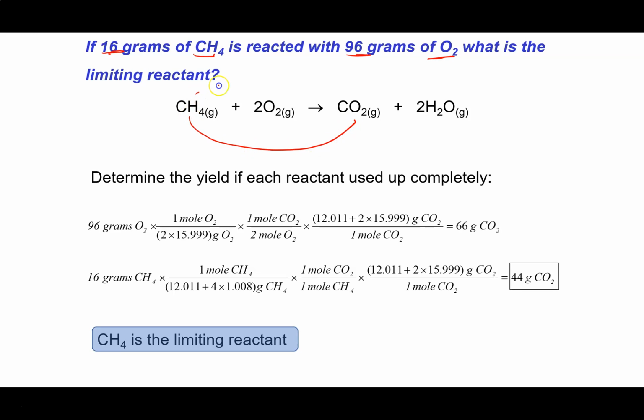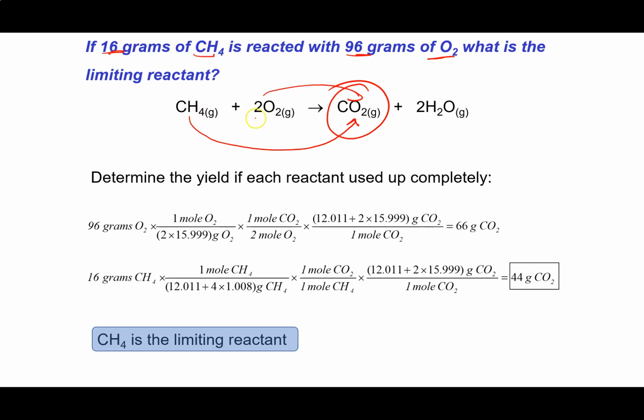So I've got to do the same thing. Imagine what happens if all of this gets turned into products. Now, I said before, and I kind of let the cat out of the bag, you only need to consider one of the products. So just pick one and consider just that one. In this case, I'm just going to consider CO2.